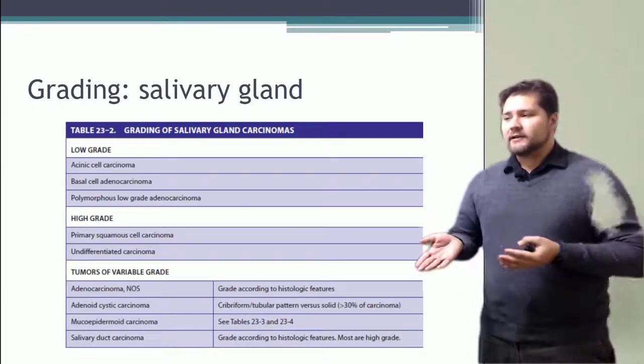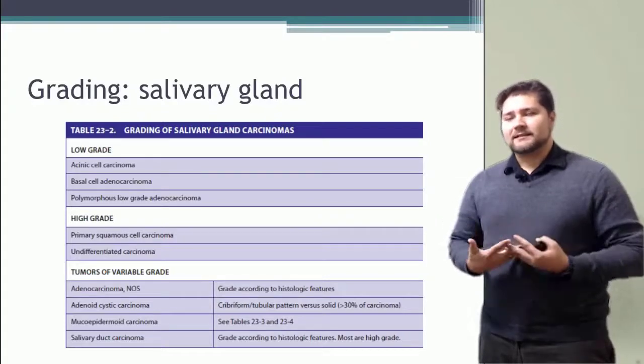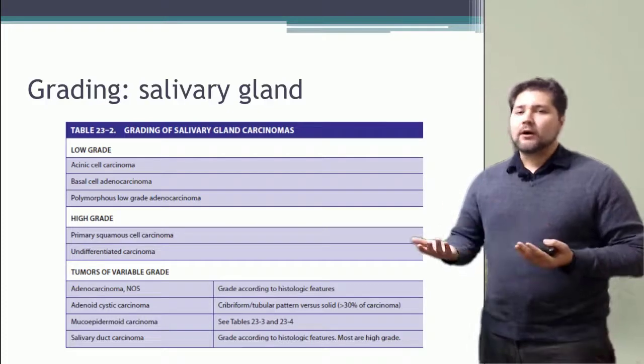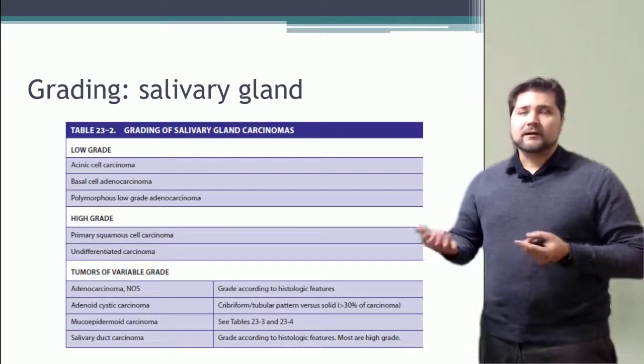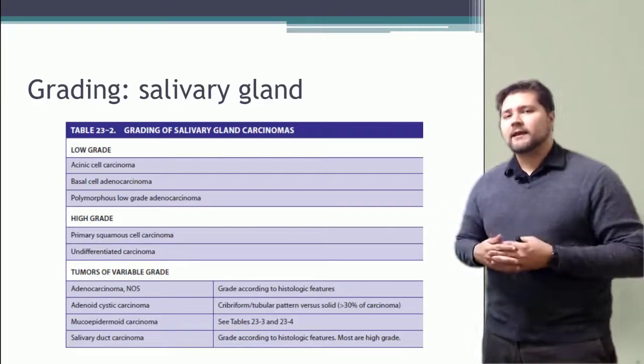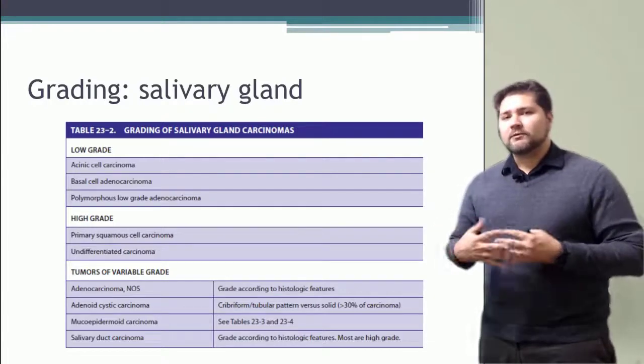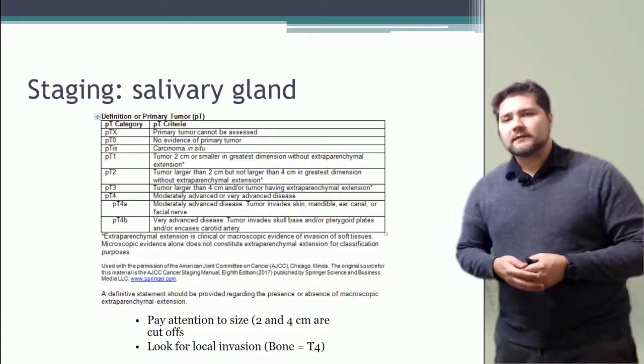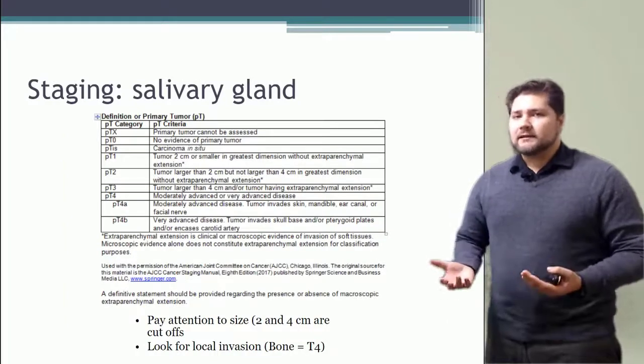But in salivary glands, it's really going to be based off the cells that are present and whether those are differentiated or non-differentiated. So we won't often be doing a grading of these salivary glands, but it's something worth noting that it really comes down to the presence or absence of certain cell types. Instead, we'll look at the staging.